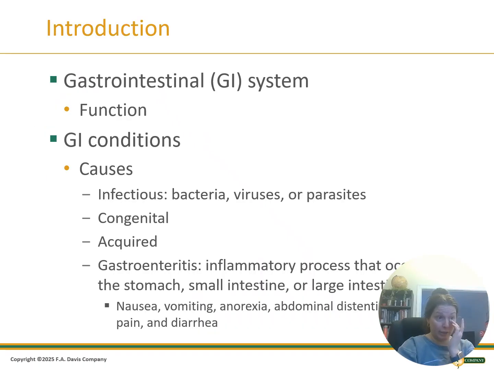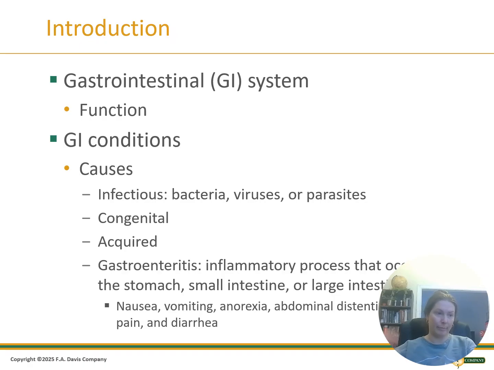So our pediatric gastrointestinal system is responsible for our digestion, our nutrient absorption, fluid and electrolyte balance, waste elimination, can help with our immune defense, and supporting just normal growth and development in children. GI conditions are common in children. They are primarily caused by infectious agents, whether that's bacterial, viral, or from parasites. It can be from congenital abnormalities. It can also be acquired conditions.